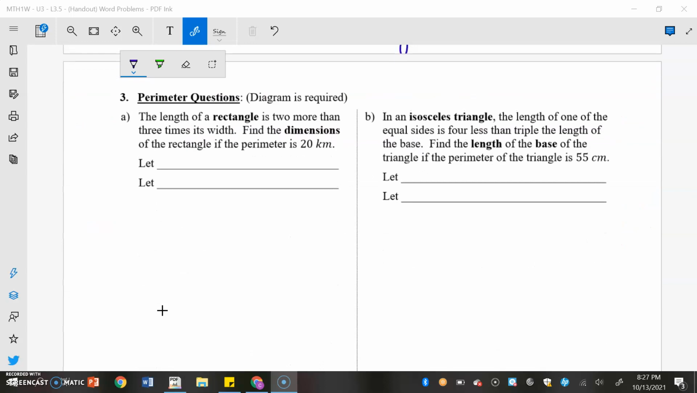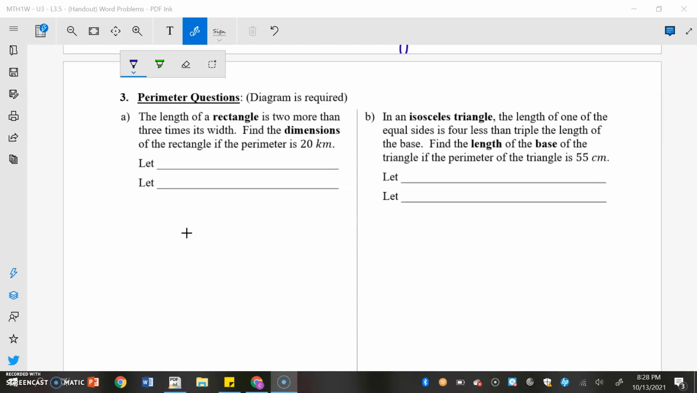The next type of question are perimeter questions. Here, a diagram is required because it really helps you to visualize and to come up with your equation. Part A says the length of a rectangle is 2 more than 3 times its width. Find the dimensions of the rectangle if the perimeter is 20 kilometers.